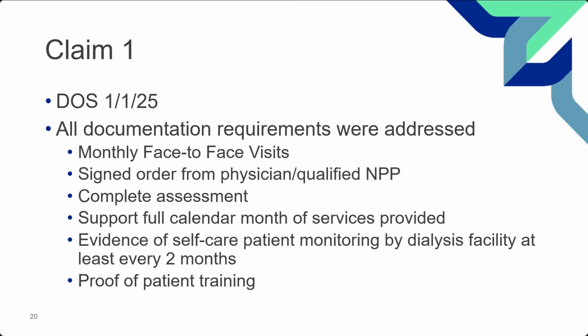So our first example is claim number 1 with a date of service of January 1st, 2025. So for this claim, all documentation requirements for CPT code 90966 home dialysis have been addressed. So we're going to now take a closer look at each component of documentation used in the review process, and I will point out key findings within the patient's chart.